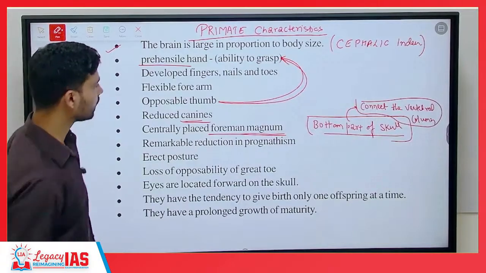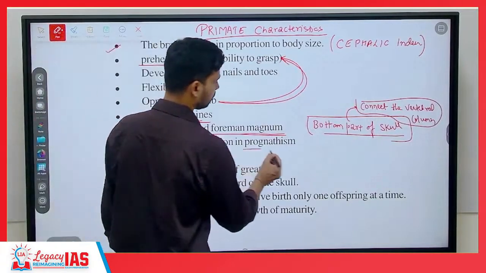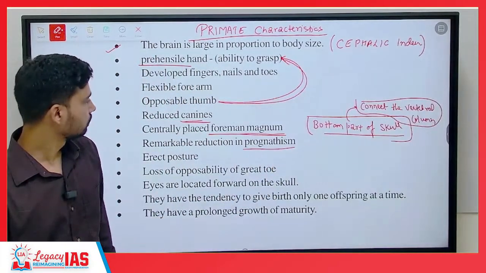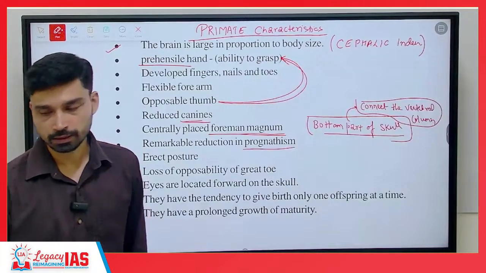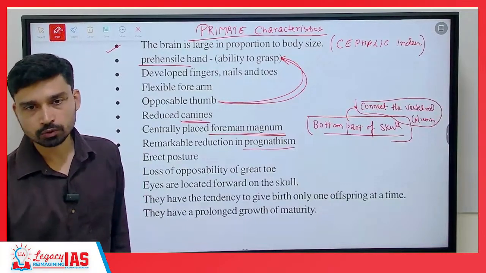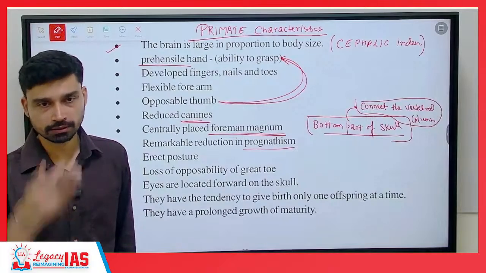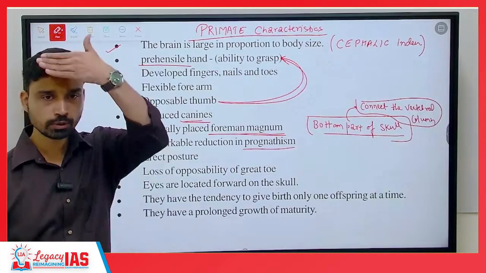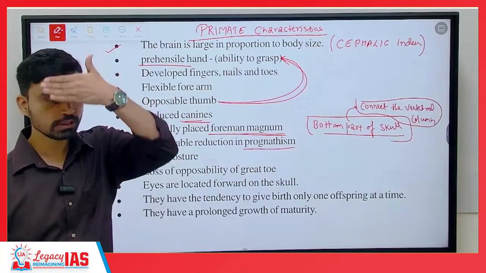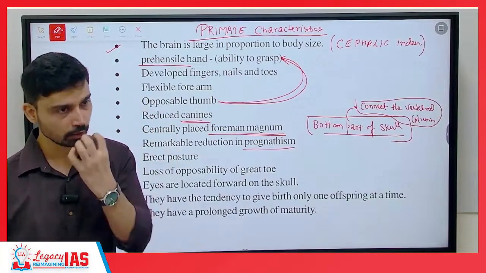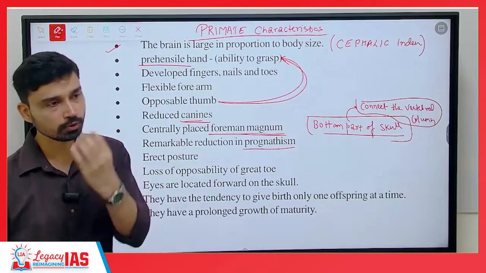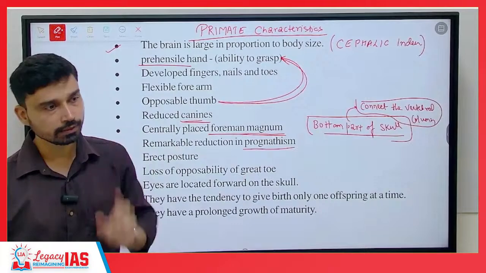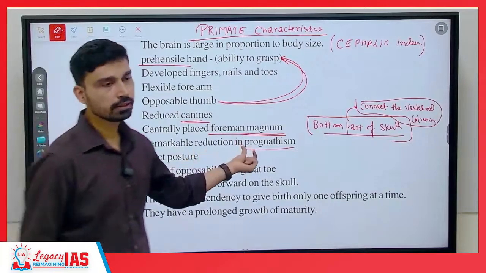A remarkable reduction in prognathism. What is prognathism? You have seen the face of apes. How does their face look? They have a muzzle-like appearance. The face snout is projecting in the outward direction. Our face is more in one single vertical line. It is not projecting outward. Which part are we talking about? The lower part, below the nose. In the apes, it is projecting in the outward direction. That is called prognathism.